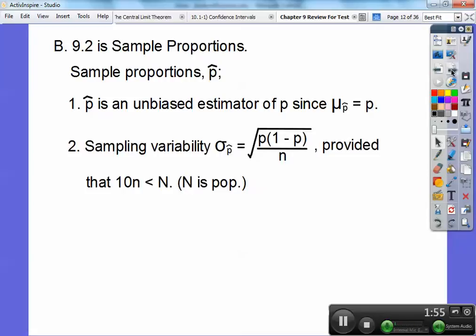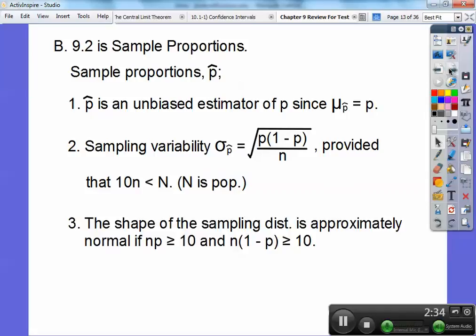Okay, so if you're talking about proportions, you guys, then our sampling standard deviation is this formula right here. So my sampling standard deviation is the square root of the population proportion times 1 minus that, divided by your sample size, and it's all underneath the square root, okay? Provided that 10 times your sample size is still less than your population size. So this n is your population size. I had a student ask me if that means normal. In this case right here, it's my population size, okay?